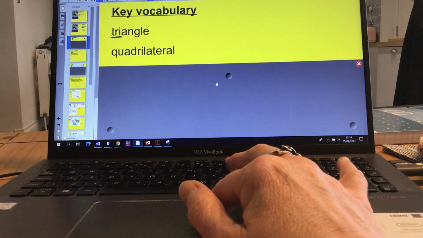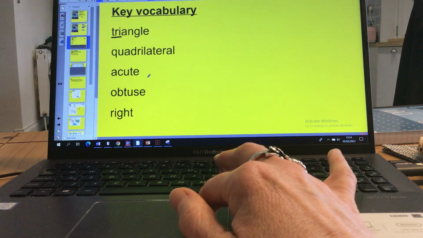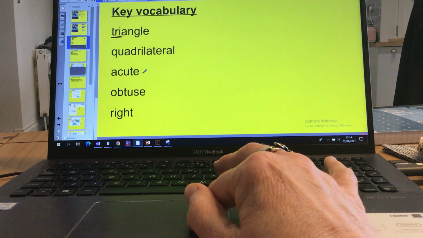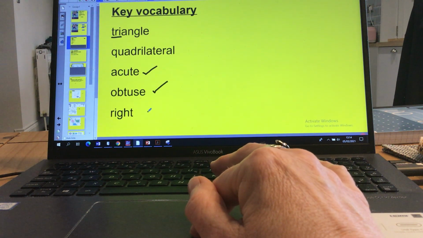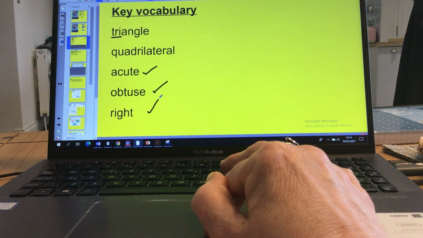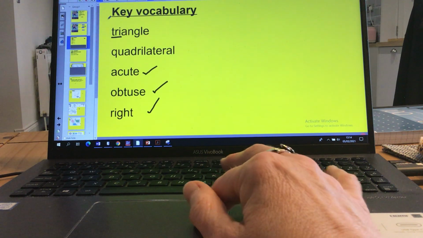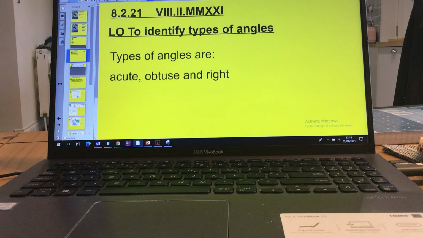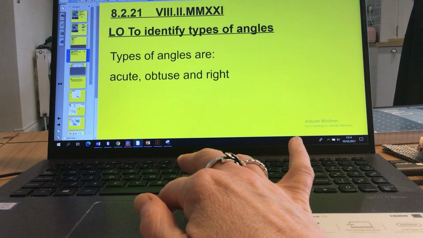Okay, and we're going to come across some more vocabulary that I'll talk about a bit later to do with angles. There's these three words here: acute, obtuse and right. Okay, and we're going to look at those in a little bit more detail further through the lesson, but this is our key vocabulary for today. So what am I asking us to learn today? We're going to be able to identify different types of angles. And the types of angles that we're looking at are these three we've just mentioned: acute, obtuse and right.